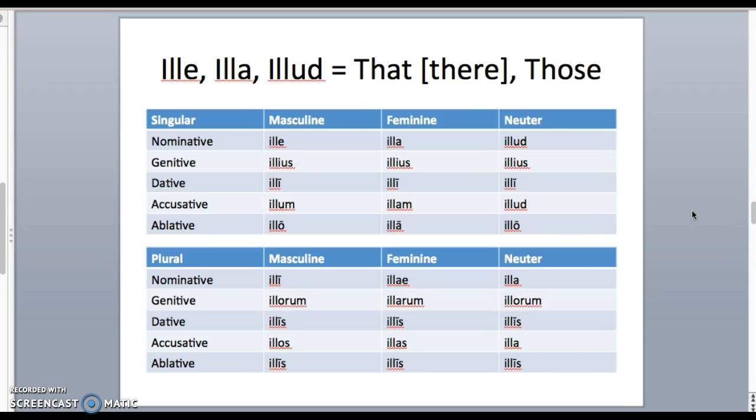So we're going to use hic, haec, hoc when we want to talk about something close to us, something nearby, something that we just talked about, right? Or we're going to use ille, illa, illud if we're talking about something over there, far away. And the good news is if you thought that hic, haec, hoc was simple to pick up, you're going to love ille, illa, illud because it's even more straightforward.